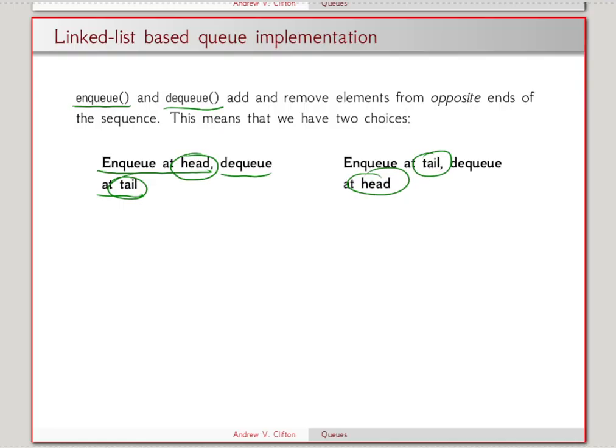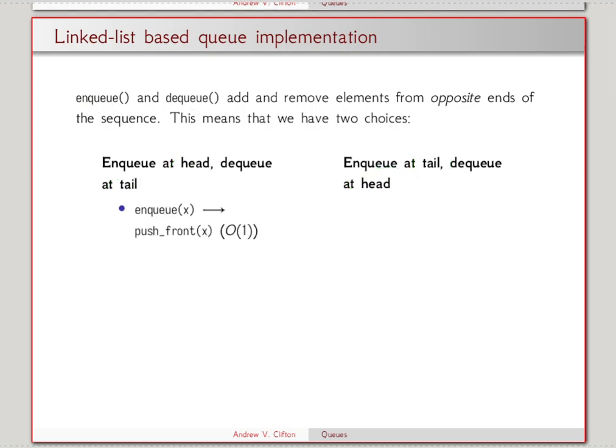And just like with a stack, we'll see that we'll have a strong preference for one of these two choices based on the runtime complexity of the operations involved. But let's go through them and look, right? So if we enqueue at the head and then we dequeue at the tail, that means enqueue basically is doing a push front, and push front is a constant time operation. So that's okay. We're good there, right?